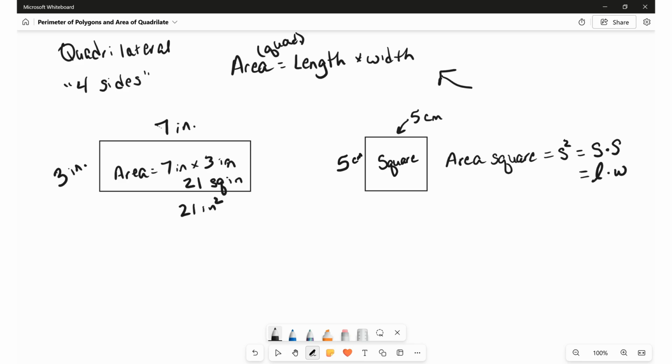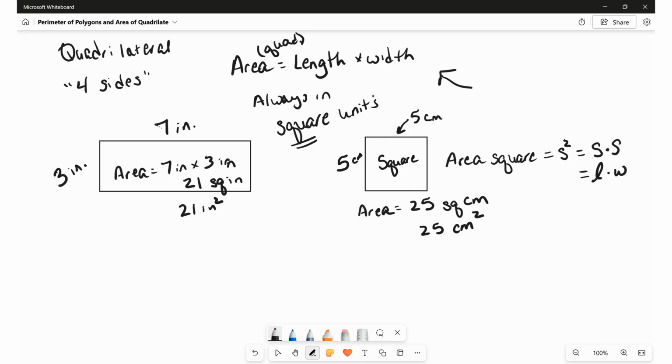So the area here is going to be 25. And again, you might write it square centimeters. You might write it centimeters squared. Area is always in square units. That's extremely important. Area is always in square units.